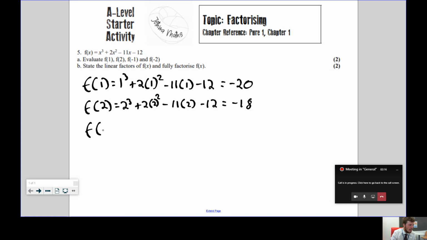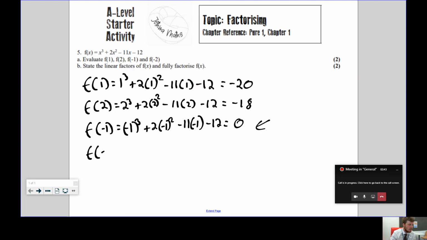Looking at f of negative 1, we're doing the same thing. We're going to substitute a negative 1 cubed plus 2 lots of negative 1 squared. Be careful with that because that's going to take you to positive 1. Minus 11 lots of negative 1 minus 12. So it's minus 1 plus 2, which is going to give us 0. So we know that something special happens here.